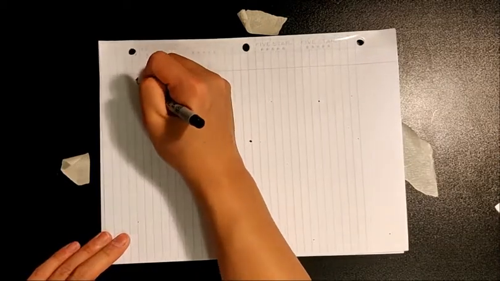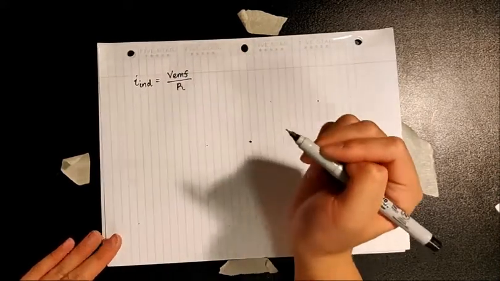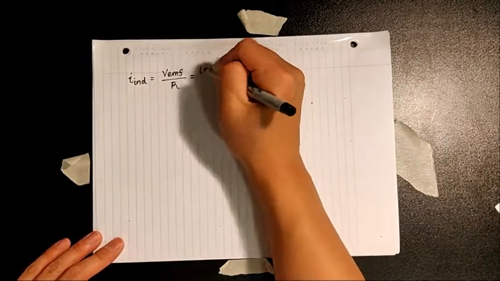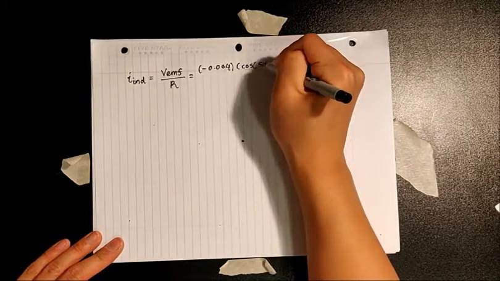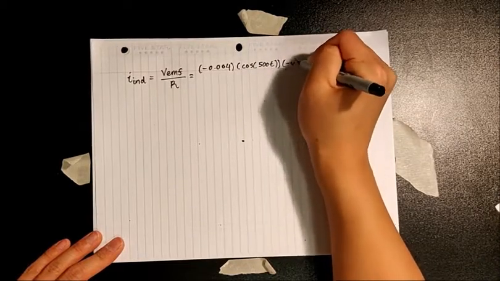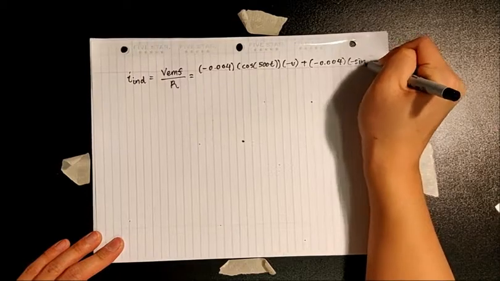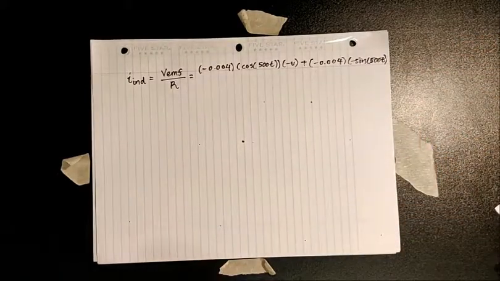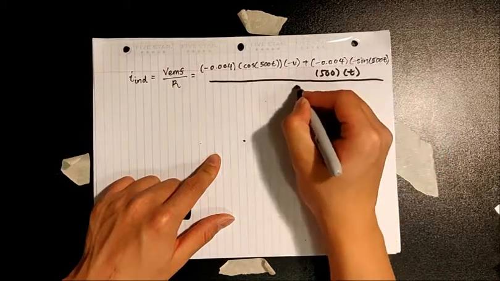So now that we know what the electromotive force is, or the voltage, we can see the induced current also, which is just V EMF over R. So, plugging in what we have for V EMF, it would just be negative 0.004 times cosine 500t times negative u plus negative 0.004 times negative sine of 500t, sorry this marker is dying, times 500 times t, all over the resistance, which is 5, which was given to us.